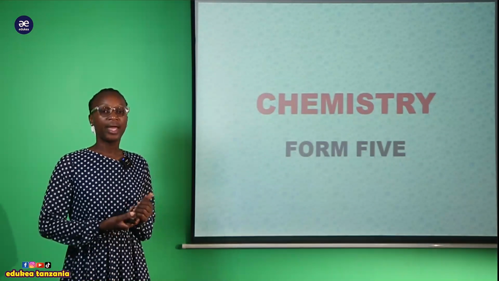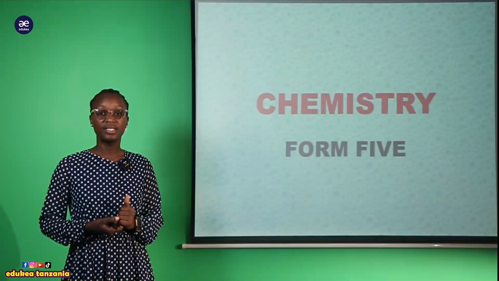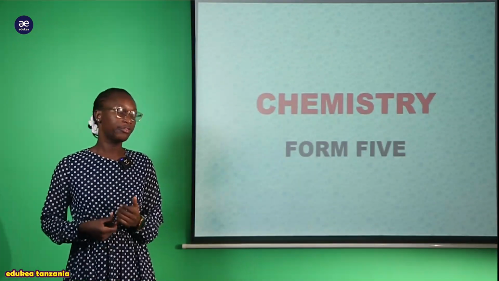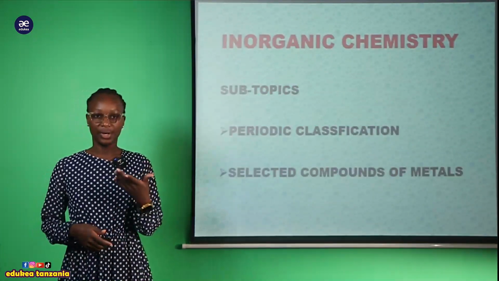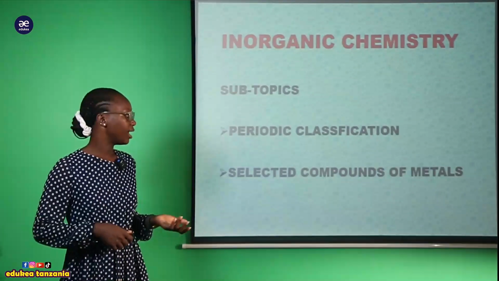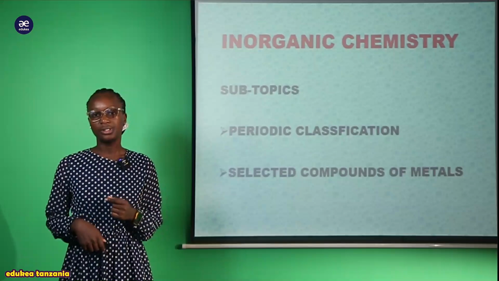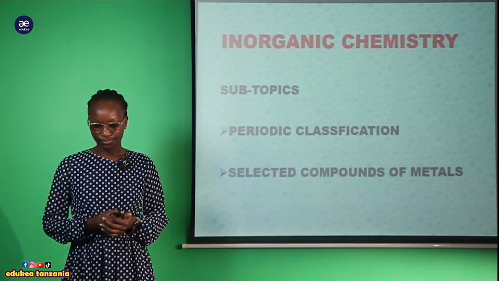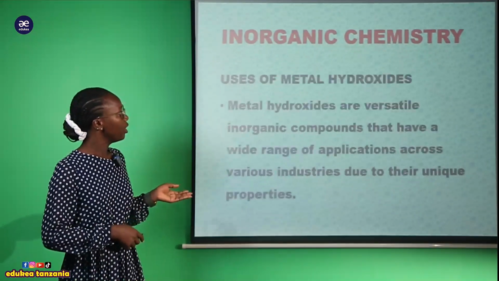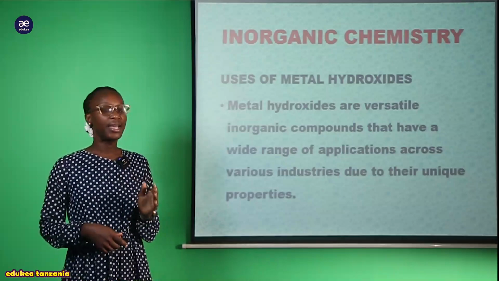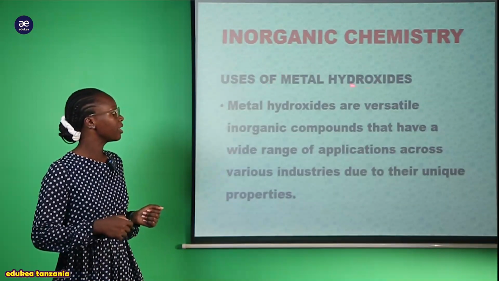My student team, here we have our chemistry subject and our class level is Form 5. We are discussing inorganic chemistry and we are on the second subtopic, which is selected compounds of metal. So my students, today we're going to start discussing the uses of metal hydroxide.